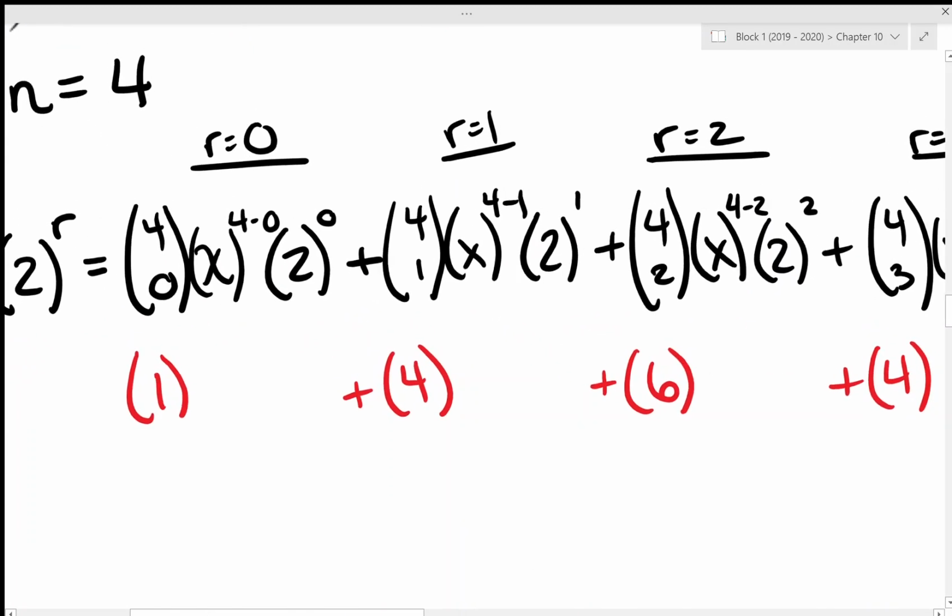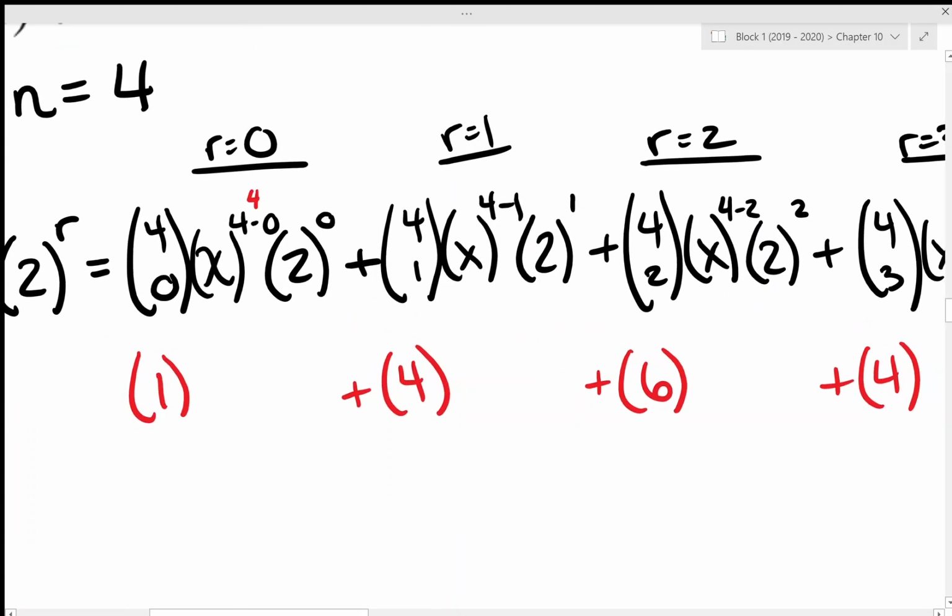Now, x is going to be the 4 minus 0 power, which is 4, right? X to the fourth is just x to the fourth. And then 2 to the 0 is 1. Remember, anything to the 0 power is 1.